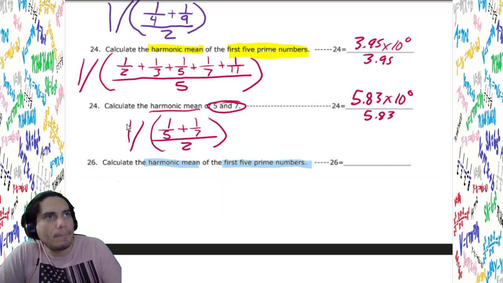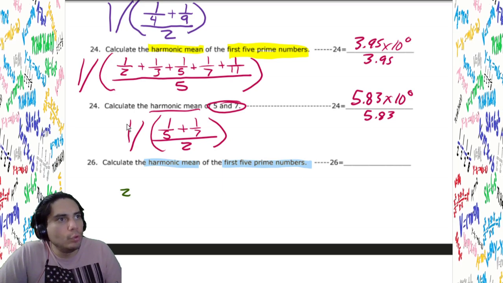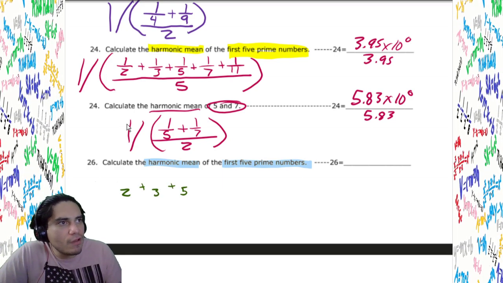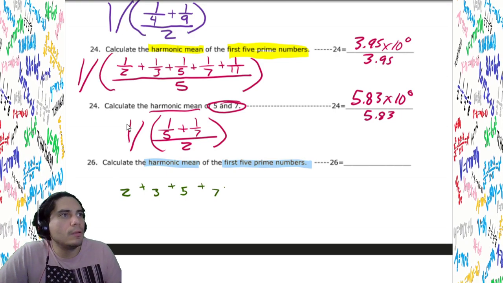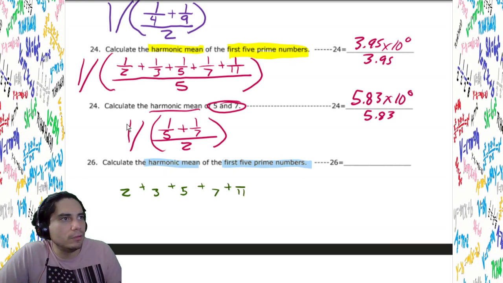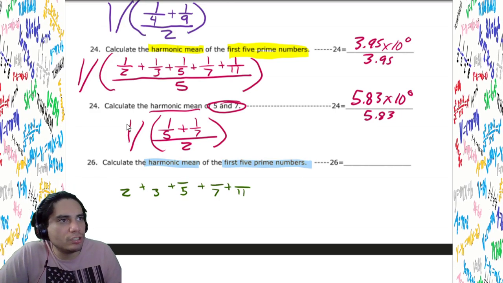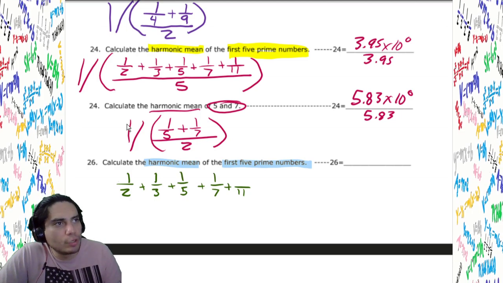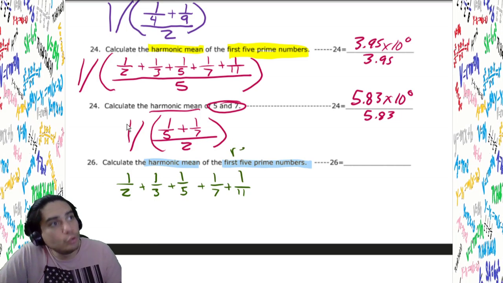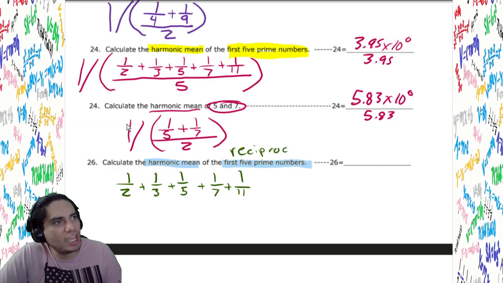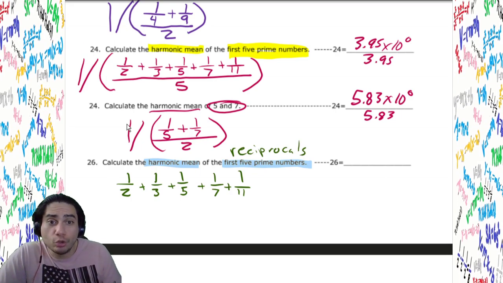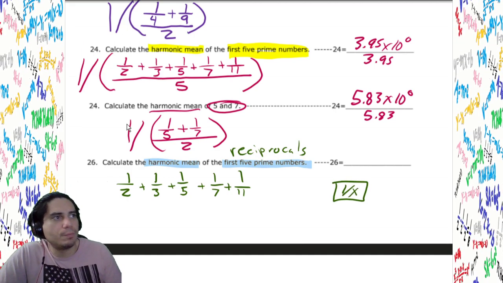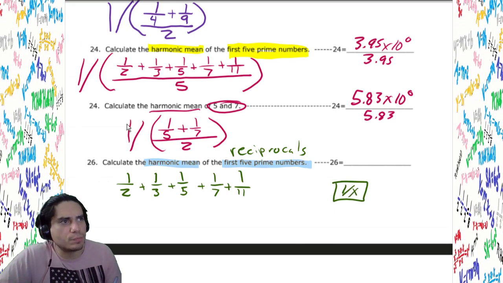So again, my prime numbers, remember, are 2 plus 3 plus 5 plus 7 plus 11. All right, but it's not those numbers here. It's going to be 1 over those numbers. It's the reciprocals, right? We got to do the reciprocals, okay? That's why we do the 1 over x. Remember, we got to use this button here, the 1 over x button. That's our best friend in all of these problems, okay?